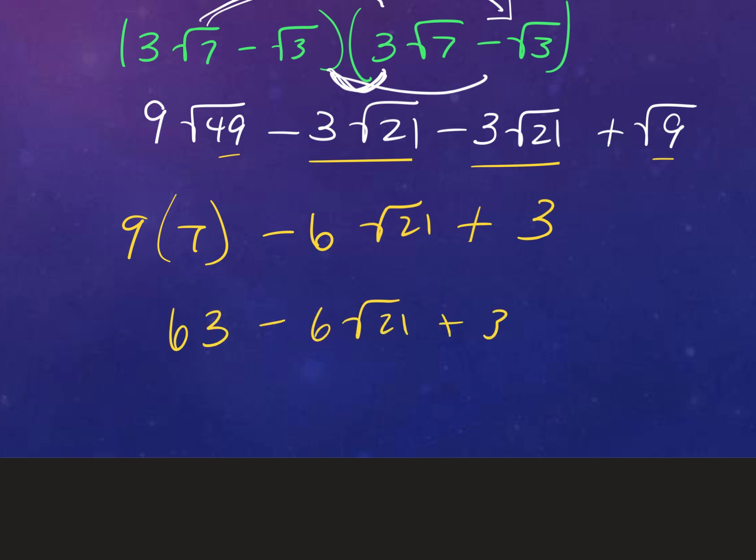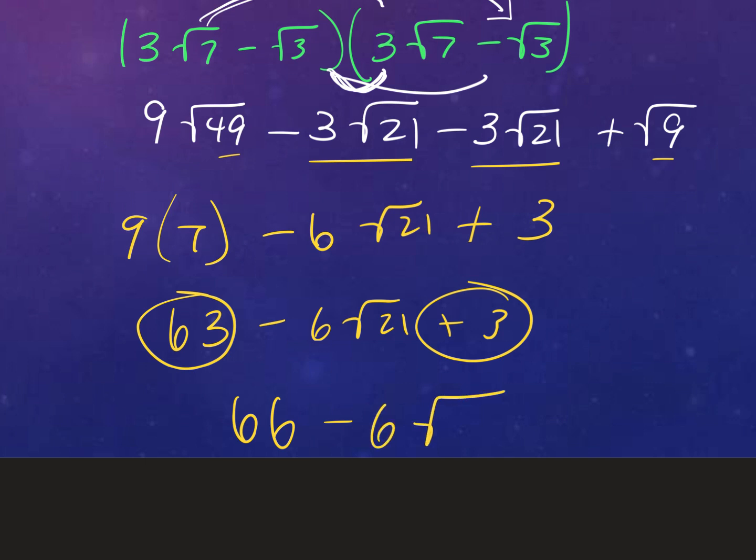What else? One more thing I can combine. I have a whole number 63 and a whole number positive 3. What's 63 plus 3? 66 minus 6 square root of 21. Can I break down the square root of 21? Well, what are the factors? 1 and 21 and 3 and 7? So it's not going to break down any.